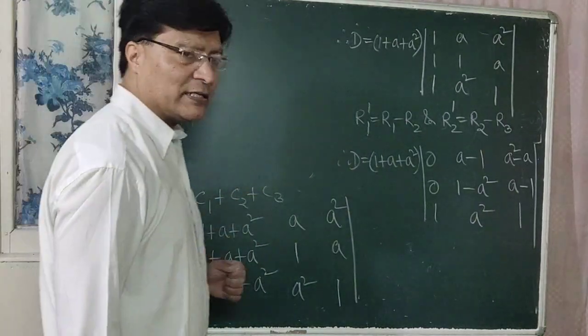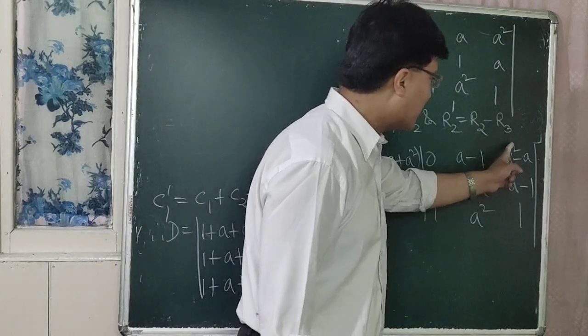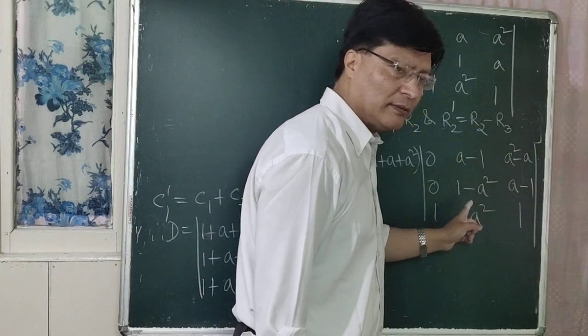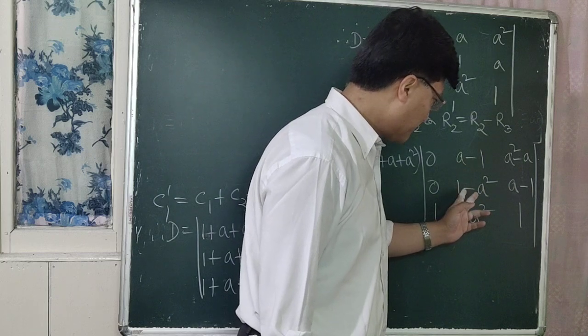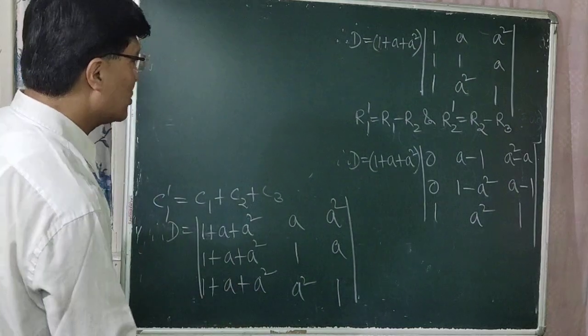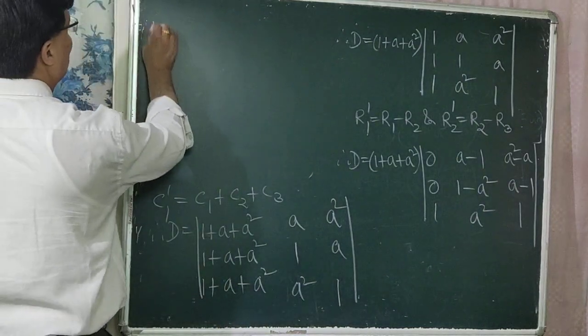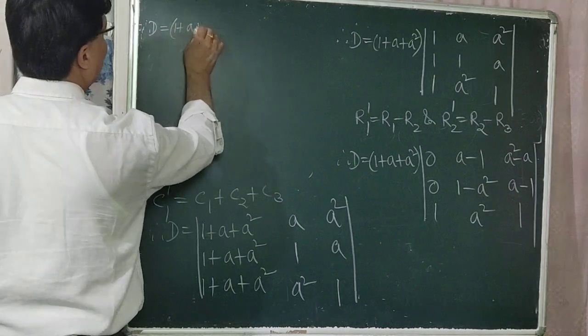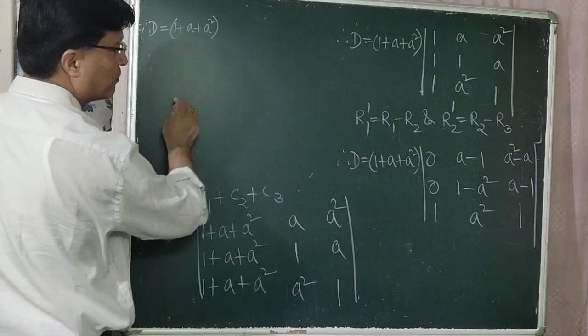Now let us simplify it. You can simplify here. A square minus A, you can take A common here. And here you can write 1 plus A into 1 minus A, that is, A square minus B square is used here. So therefore D is equal to, let us write the common first, 1 plus A square, right?